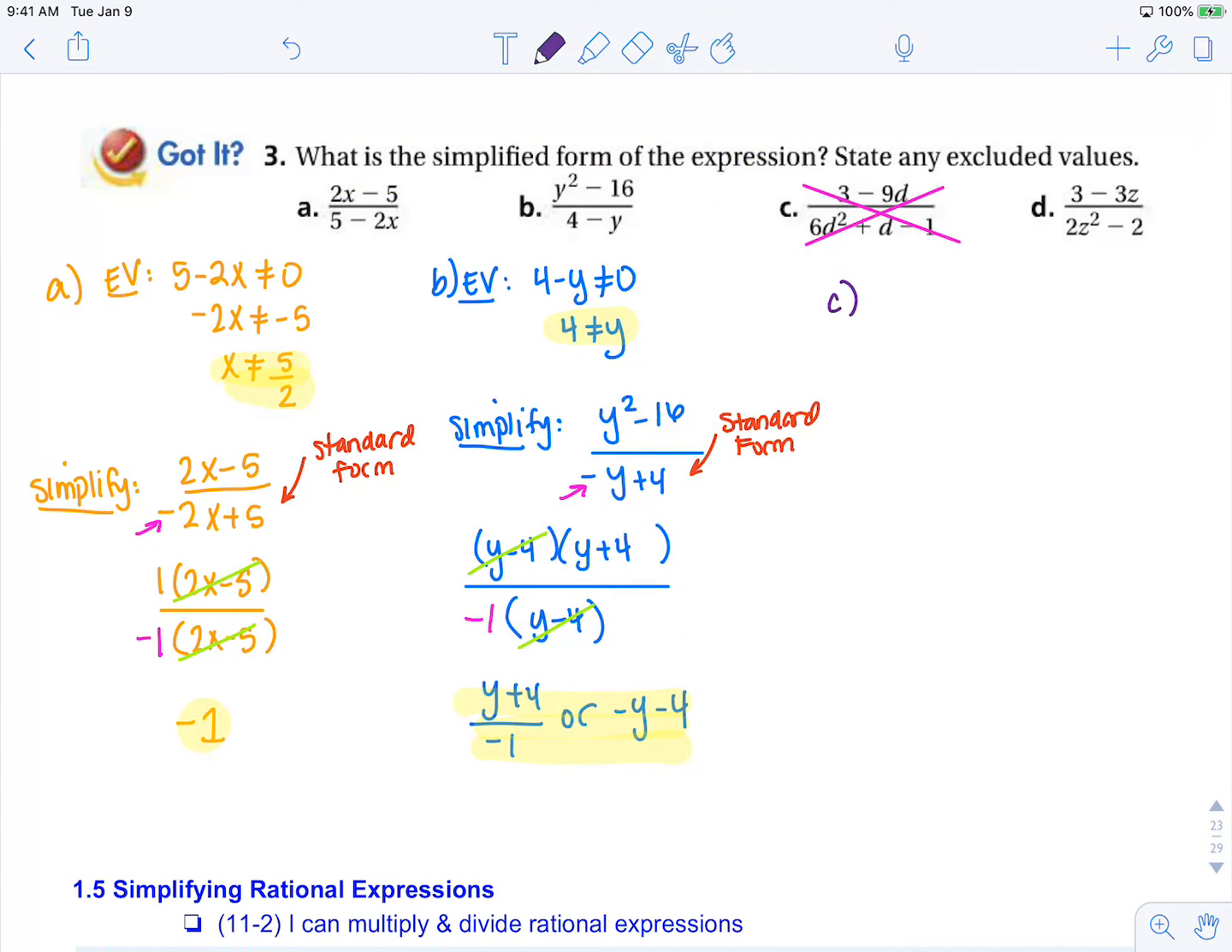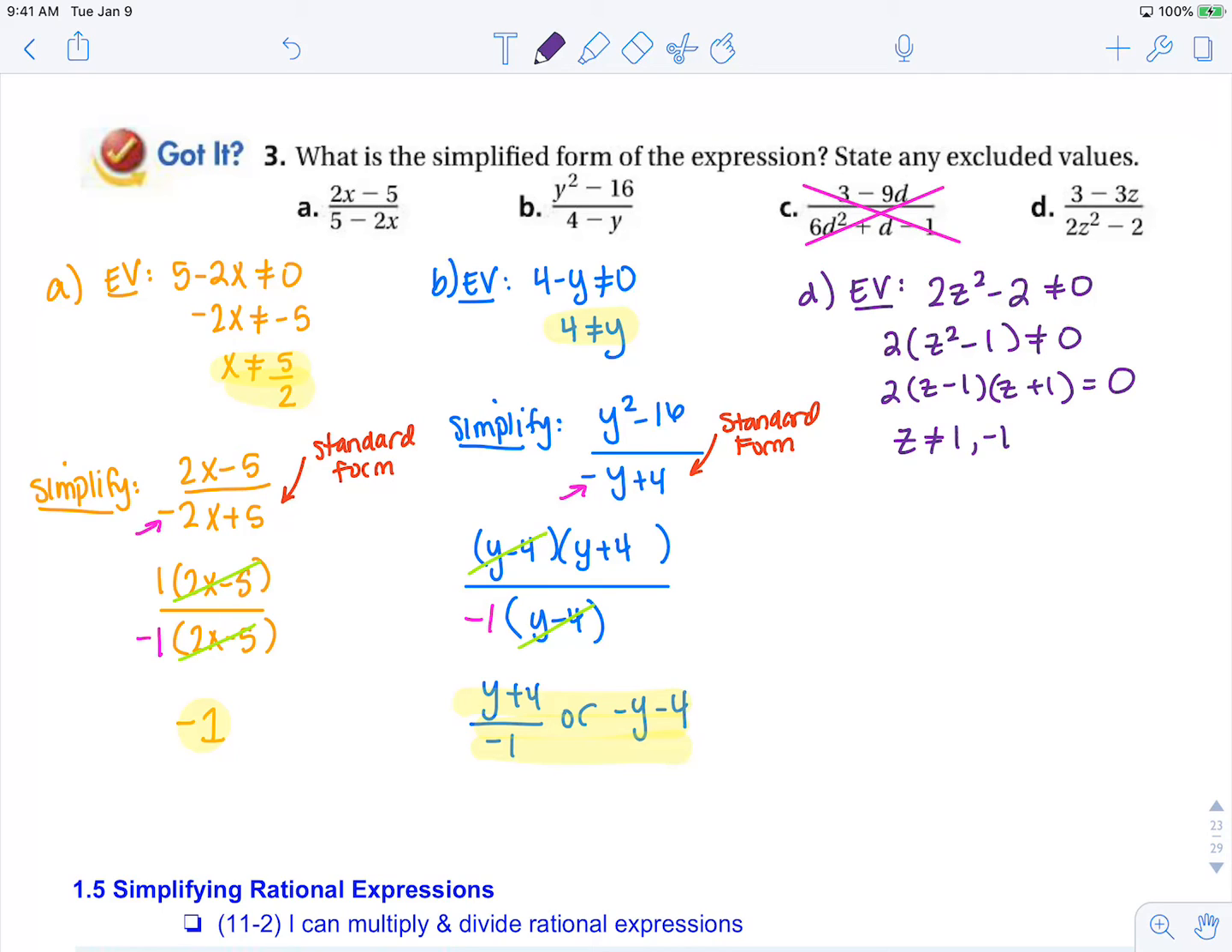So now for part C, no, not part C, part D, my excluded value. I know 2z squared minus 2 cannot equal 0. Now this is a quadratic, so I'm going to factor. First, I could take out a 2, and that leaves z squared minus 1 cannot equal 0. Now I'll factor that because it's a square minus a square. Z minus 1, z plus 1. So for my excluded values, z cannot equal 1 for my first factor, or negative 1.